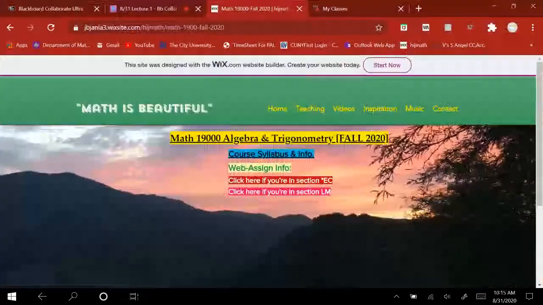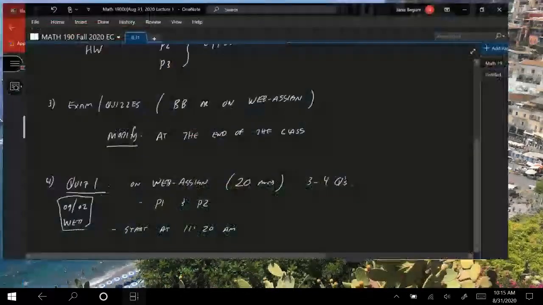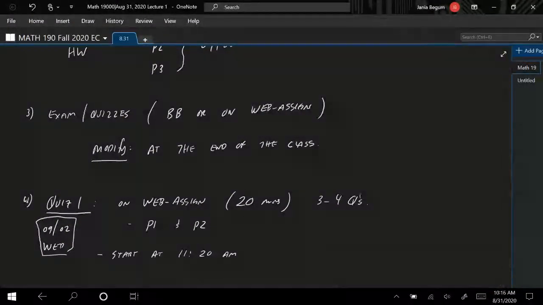Yep. Go ahead. Okay, so for the quiz, when class ends at 11:20, do we leave the session and then log into WebAssign and take the quiz, or how's the process going to work? Well, you could leave this on and then just open a browser for WebAssign and keep working on it. I'll be here in Blackboard until 11:40. Okay, thank you. Yep, no problem.